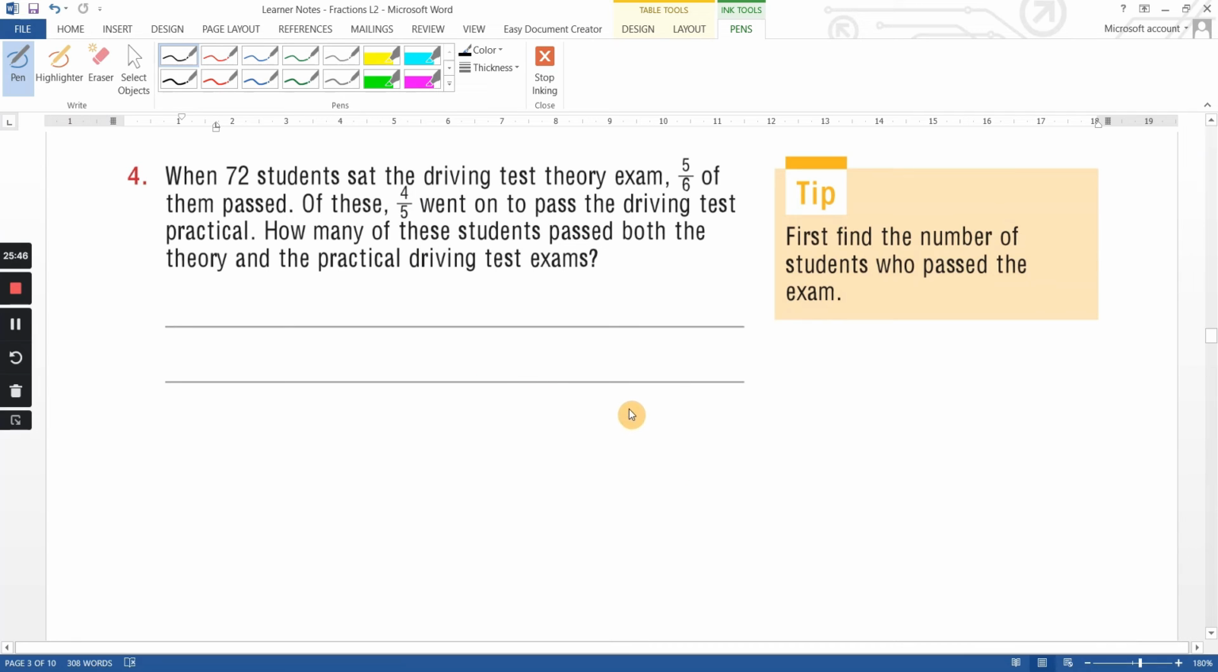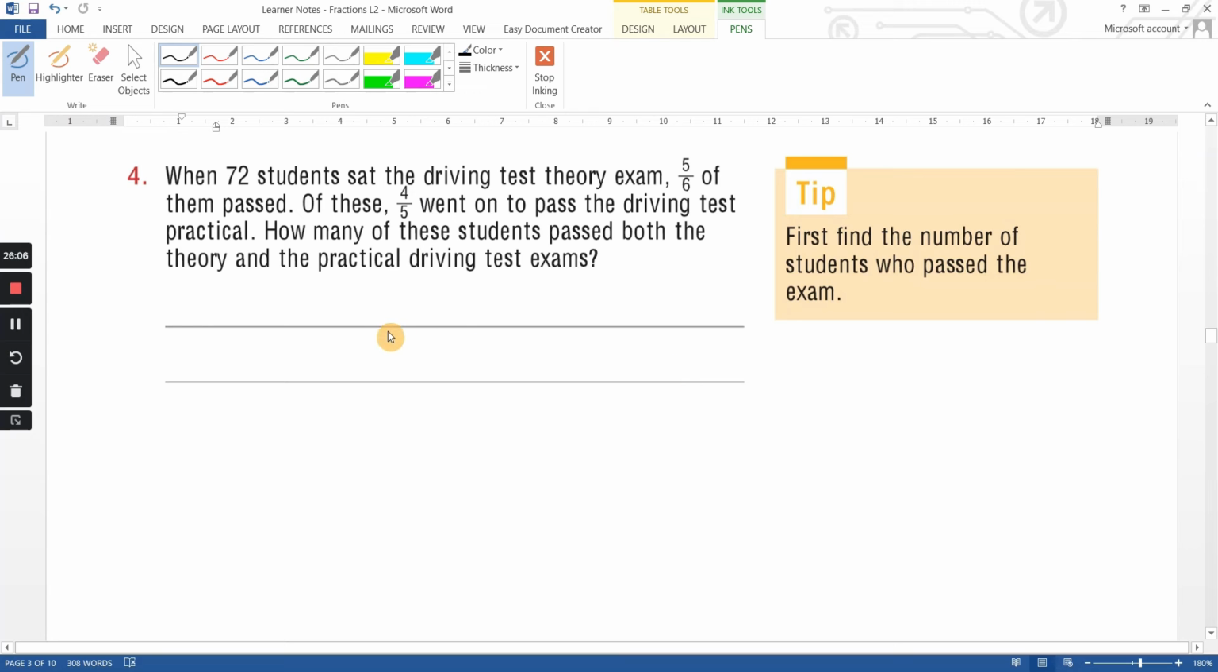Question 4. When 72 students sat the driving test theory exam, 5/6 of them passed. Of these, 4/5 went on to pass the driving test practical. How many of these students passed both the theory and the practical driving test exams? Right, there's a bit of a tip here. First, find the number of students who passed the exam.